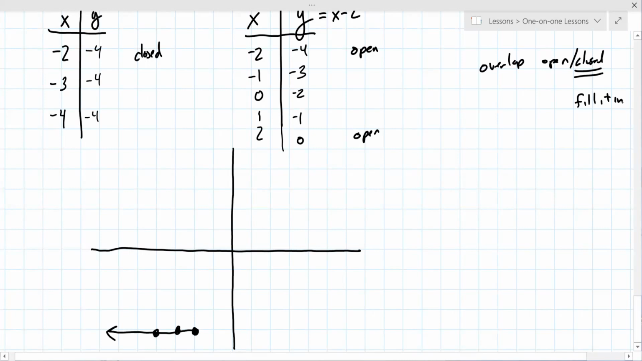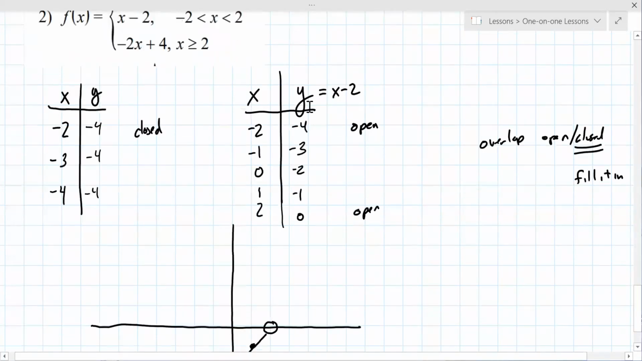Sometimes there's some confusion on that. -1, -3, 0, -2, 1, -1, 2, 0, but that's an open one. I like to make these really emphatic, like make it very clear that's an open circle. Don't make it any mystery for your instructor. They don't want to have to wonder what you're doing there.